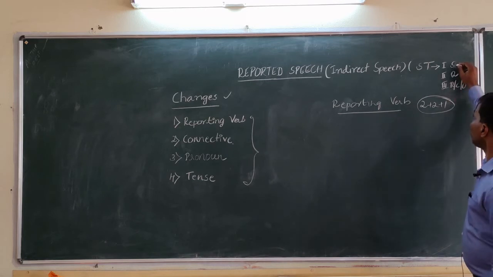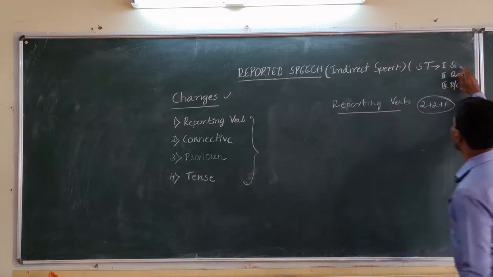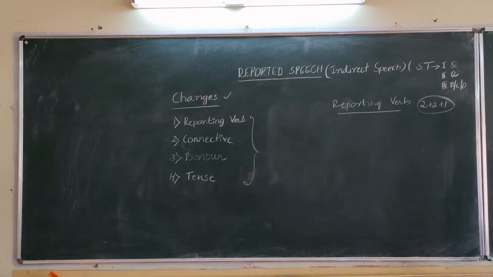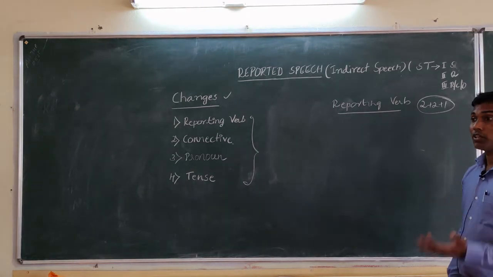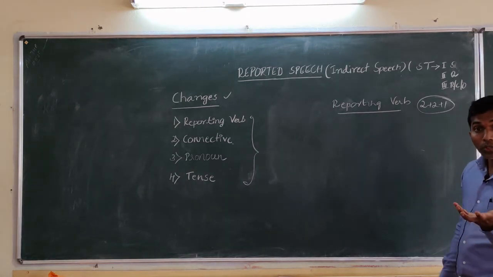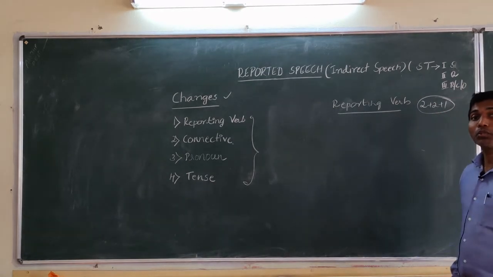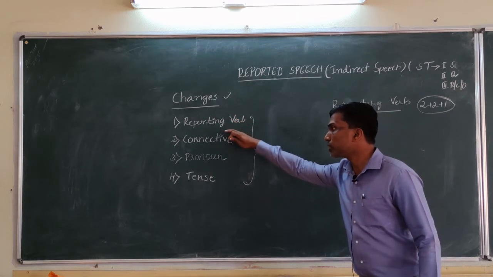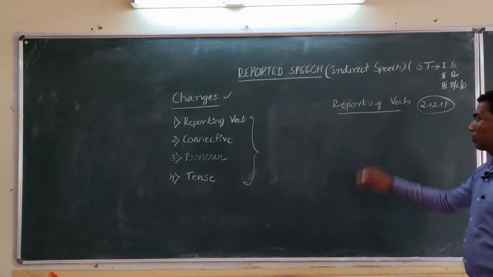Now, when there is a statement, it has its own reporting verb. When you see a statement, you have to use a particular reporting verb. When you see a question, you have to use a particular reporting verb. When you see a third type, you have to use a particular reporting verb. That's why the reporting verb concept is most important. So that's what we are to learn here.